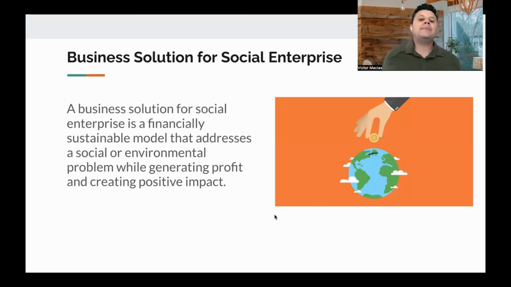So what is a business solution for social enterprise? Well, a business solution for social enterprise is a financially sustainable model that addresses a social or environmental problem while generating a profit and creating positive impact. Remember, we talked about how with social enterprise, it isn't just about profit. It's about profit and impact. So that's really when this comes together, when it becomes a social enterprise.